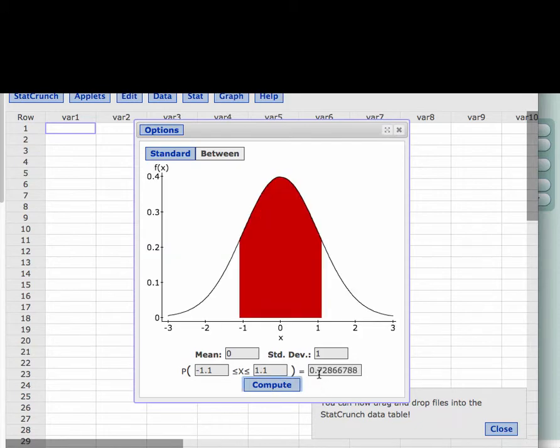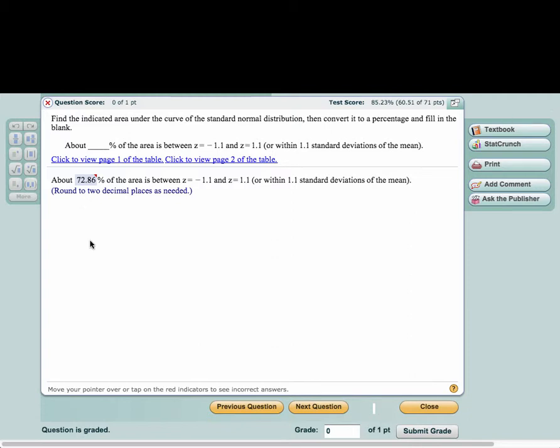And that area then is going to be 0.7287. And we're supposed to convert that to a percentage. And so that means that we would move the decimal place two spots, and we would wind up with 72.86 or 87%. The program gives you a little bit of tolerance there.